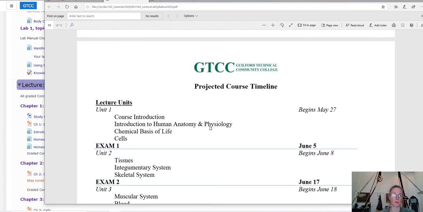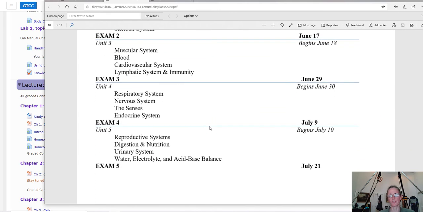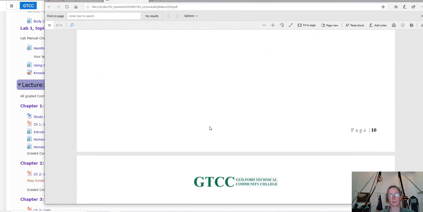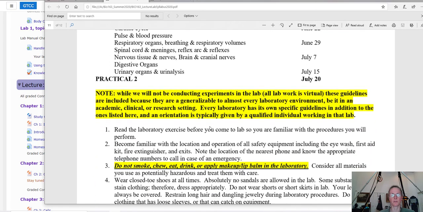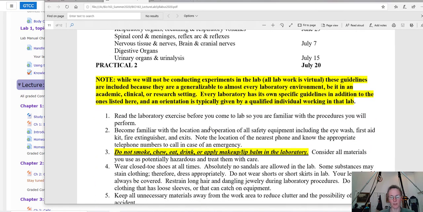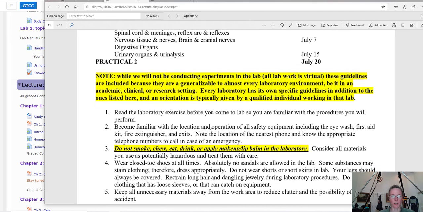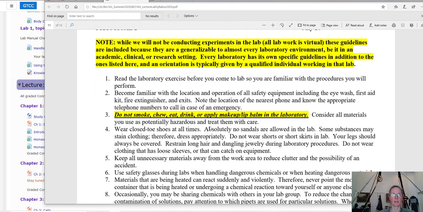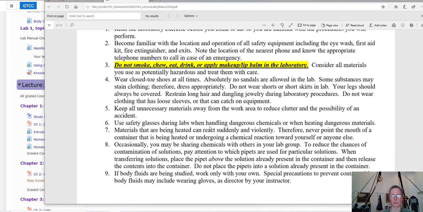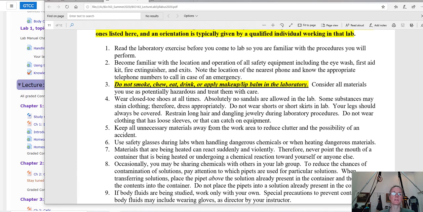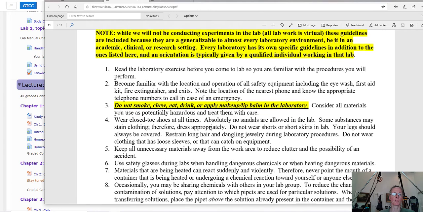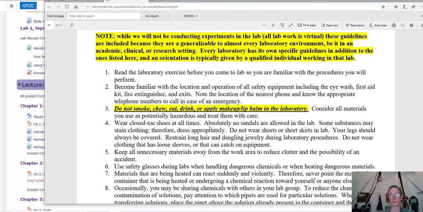So here we have our projected course timeline, both for the lecture and for the lab. Should be exactly the same as the quick reference version that you can get on the side of the Moodle shell. Then we have some laboratory rules and etiquette. And while we are not going to be in the laboratory, these are very important because they pertain to just about any laboratory that you could ever work in.